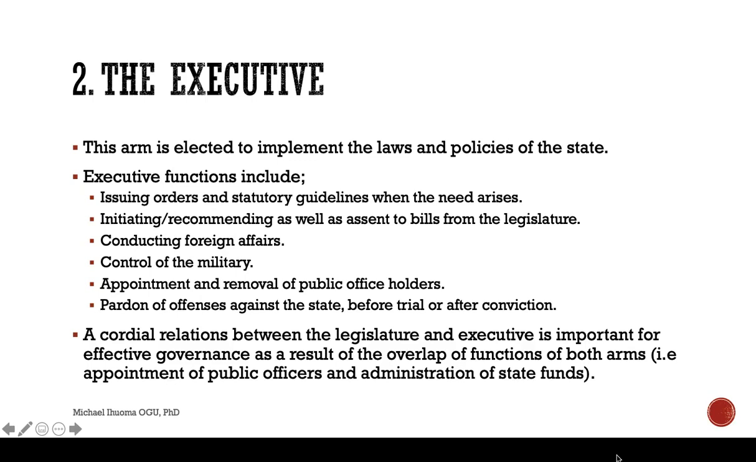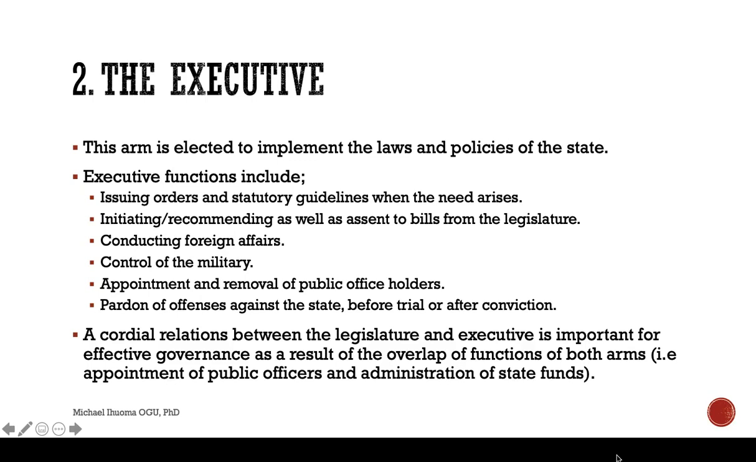The executive controls the military. Ideally, they appoint and remove public officers. Remember, I said that the executive appoints, but the legislature confirms such public officers. The executive also pardons offenses. Remember that the judiciary is in charge of condemning or vindicating criminals, right? But in some cases, the executive has the power to pardon criminals, to just pardon offenses, but after trials have been done and conviction have been passed.